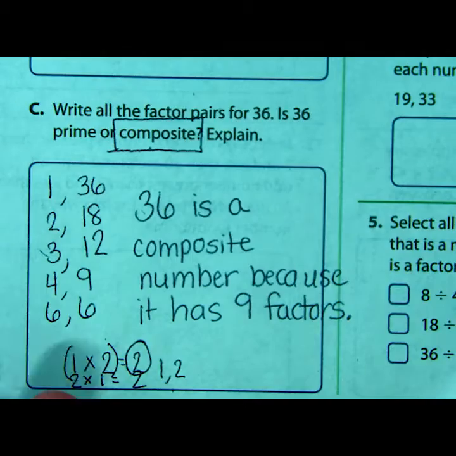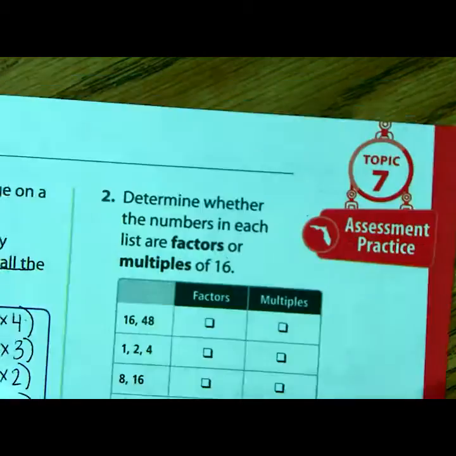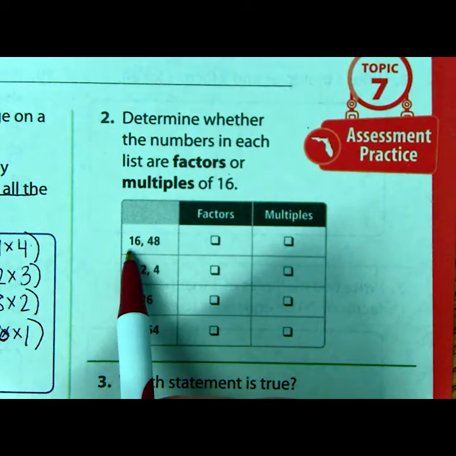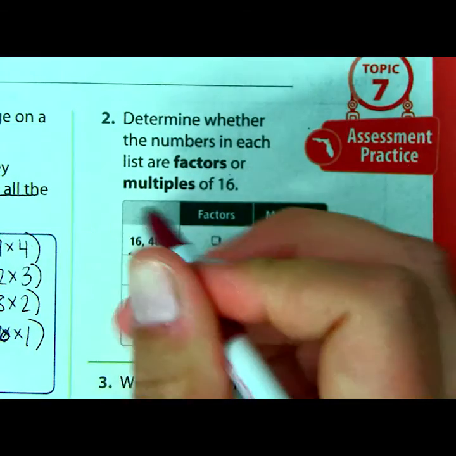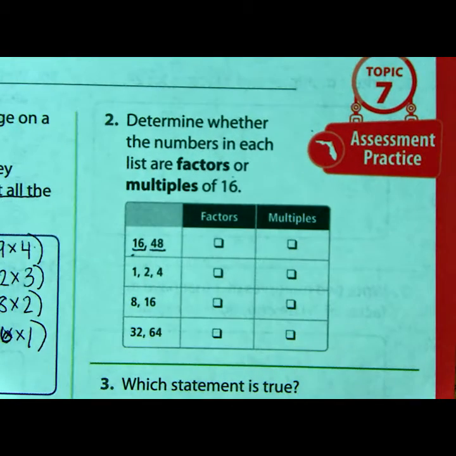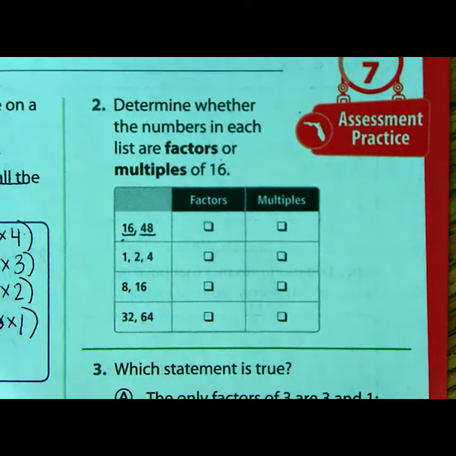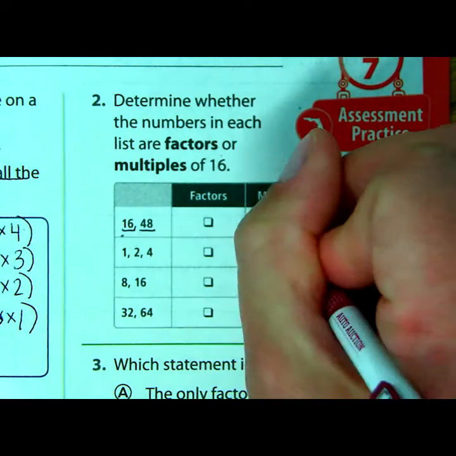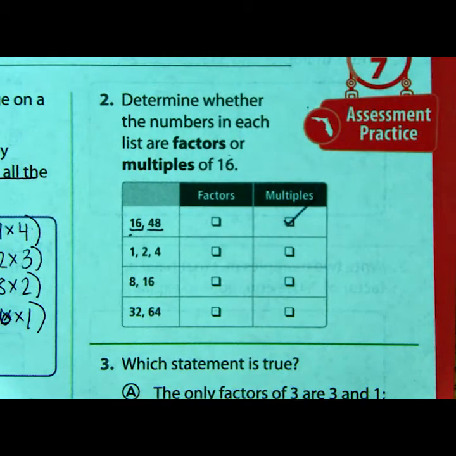Moving right along, question number 2. Determine whether the numbers in each list are factors or multiples of 16. If we start at 16 and skip count, this would be 16 times 1. Then we continue on, would we reach 48? That wouldn't be 16 times 2, but if we continued and multiplied 16 times 3, we would arrive at 48. This is a multiple.